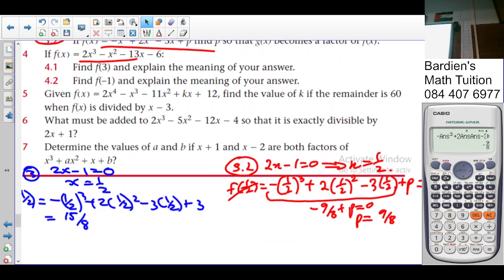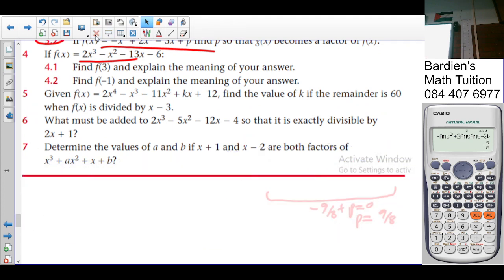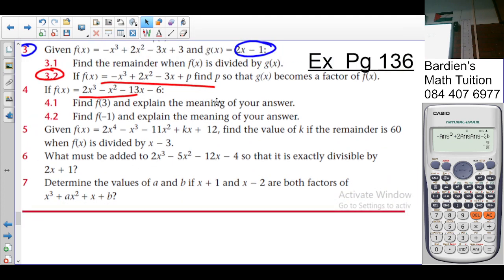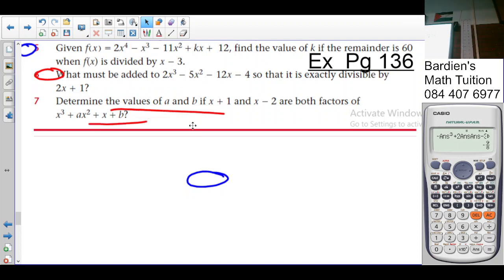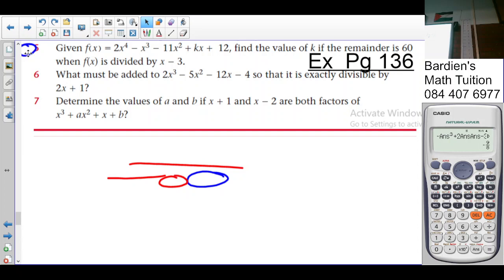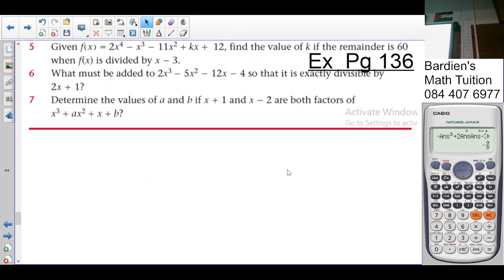Any problems with number 4? No problems with number 4? Number 5? Yes, sir. In number 5, we are told that f of x equals 2x to the 4 minus x cubed minus 11x squared plus kx plus 12. Find the value of k if the remainder is 60 if f of x is divided by x minus 3. So what do we do? We said x minus 3.